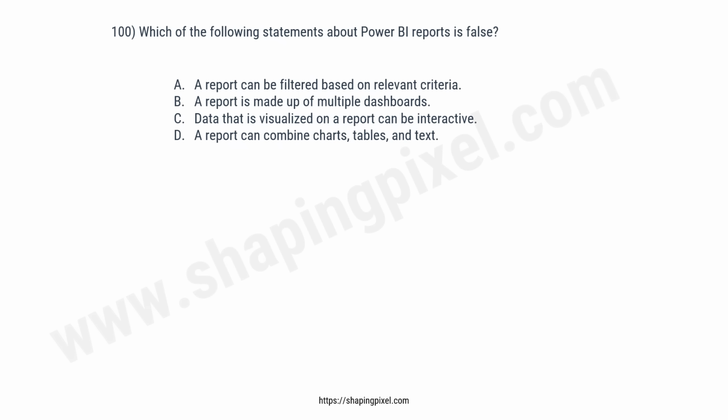Question number 100. Which of the following statements about Power BI reports is false? And we have four options. Option A, a report can be filtered based on relevant criteria. Option B, a report is made up of multiple dashboards. Option C, data that is visualized on a report can be interactive. Option D, a report can combine charts, tables, and text. So the right answer here is option B, a report is made up of multiple dashboards.